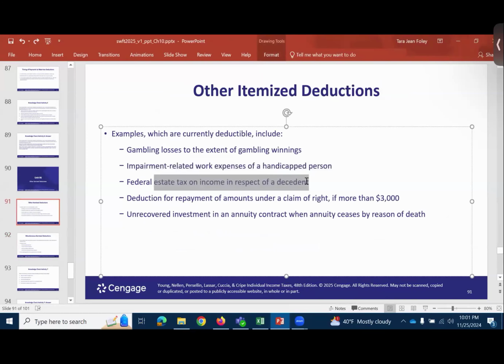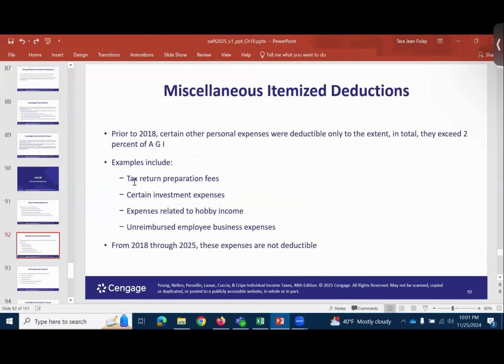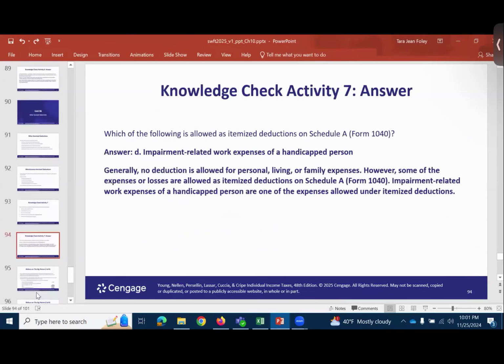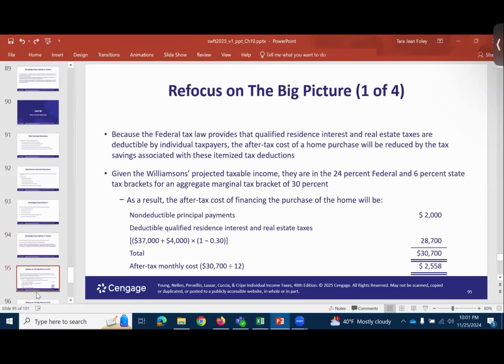Estate tax for someone who died is deductible. Repayment of a claim of right, if more than $3,000. So again, these are things that used to be deductible and no longer allowed. And then there is your knowledge checks. So, and then you refocus on the big picture.